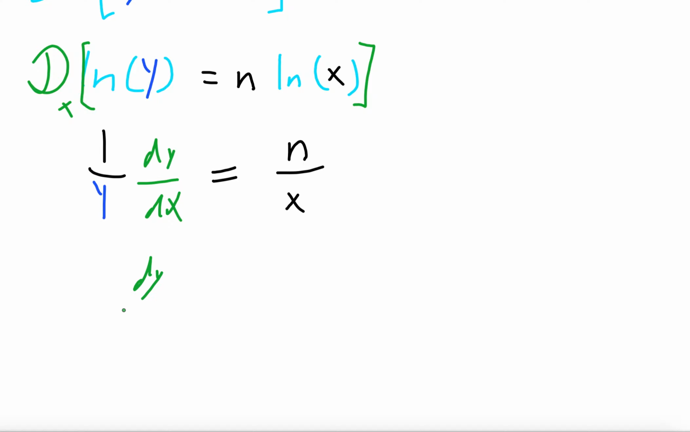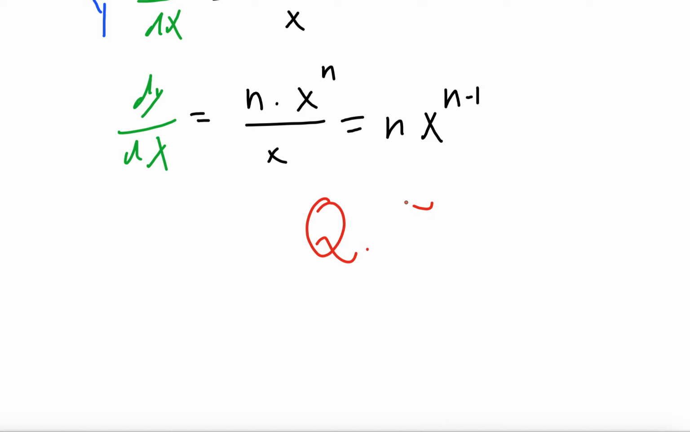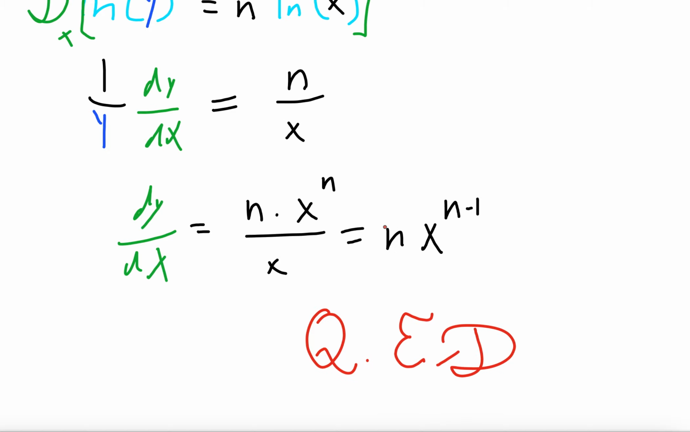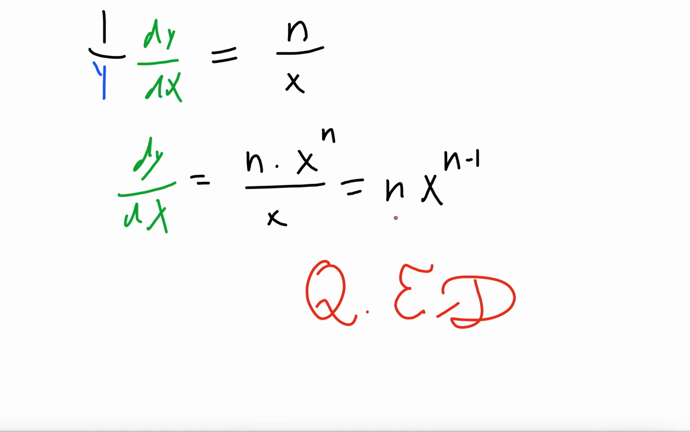So dy dx is equal to n times y, which we can substitute as x to the n, divided by x. And what is x to the n over x? Well, it's x to the n minus 1. So you get n x to the n minus 1, and there you go. We have just proved the power rule for all real n. So you can put down a nice QED, because you deserve it, pat yourself on the back, and there you go. That's another amazing thing you can do using logarithmic differentiation.